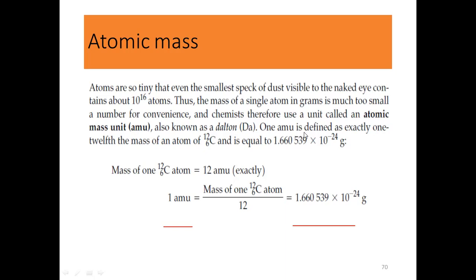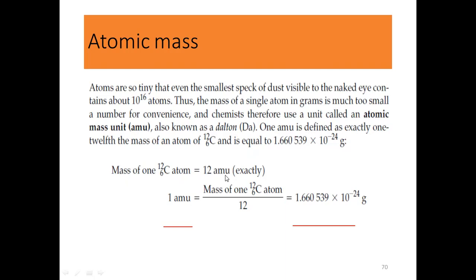One AMU is defined as exactly 1/12th the mass of carbon-12, which is equal to 1.660 × 10^-24 gram. What is written here is explained with a very simple formula. That means the mass of one carbon-12 atom is 12 AMU.